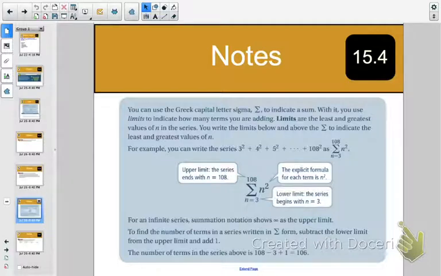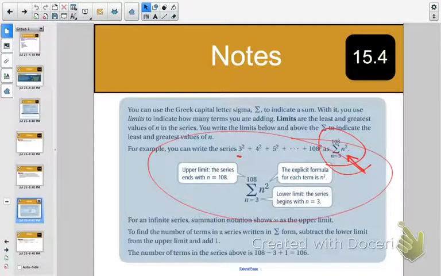So if you have this series right here, 3 squared plus 4 squared plus 5 squared, well, the pattern is you're taking that number and you're squaring it. So you say n squared here, and then you're starting at 3, so you say n equals 3, and it stops at 108 up here. So that's the notation for, oh, I guess it all says that right here, okay. So that's the summation notation.